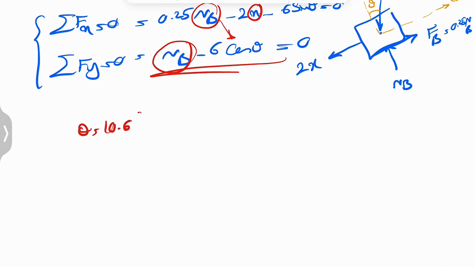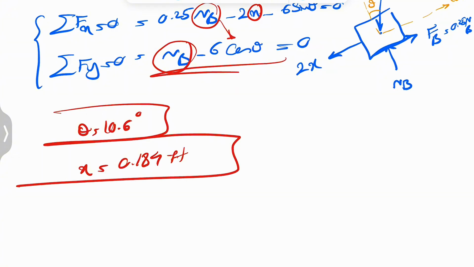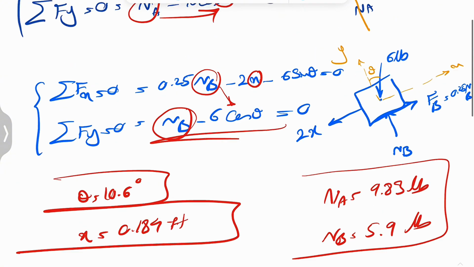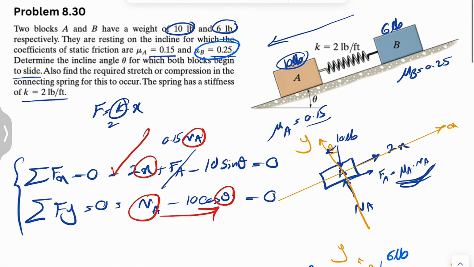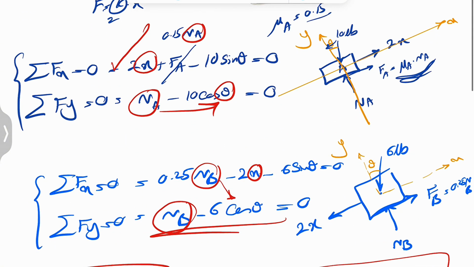The theta is going to be 10.6 degrees. The displacement is going to be 0.184 foot. And these are the two values the question is asking. And just for your reference, the normal force for A would be 9.83 pounds, and the normal force for B would be 5.9 pounds.